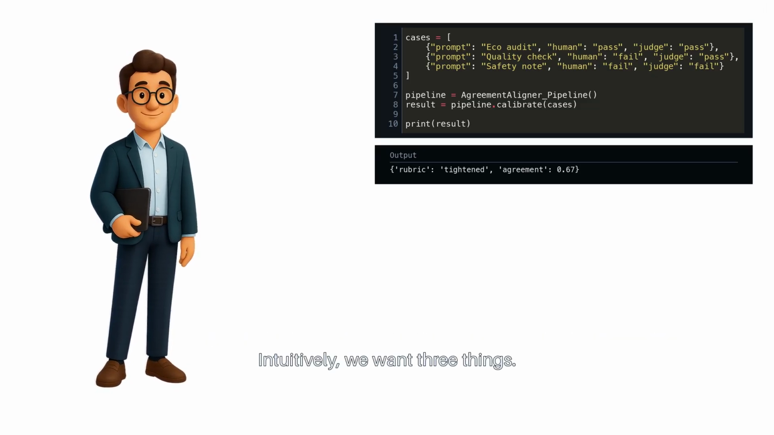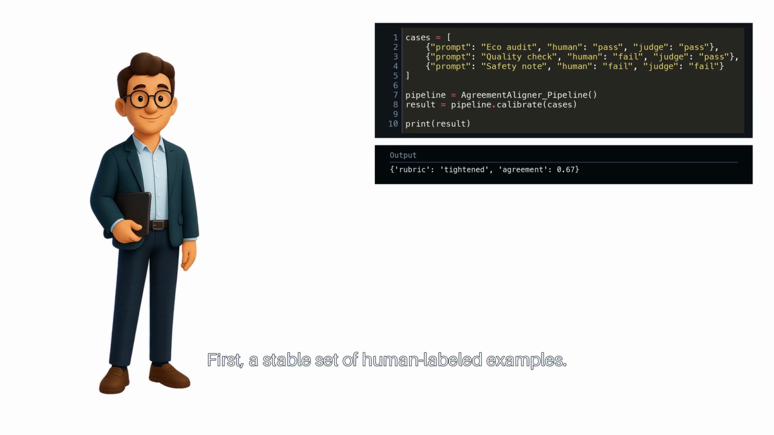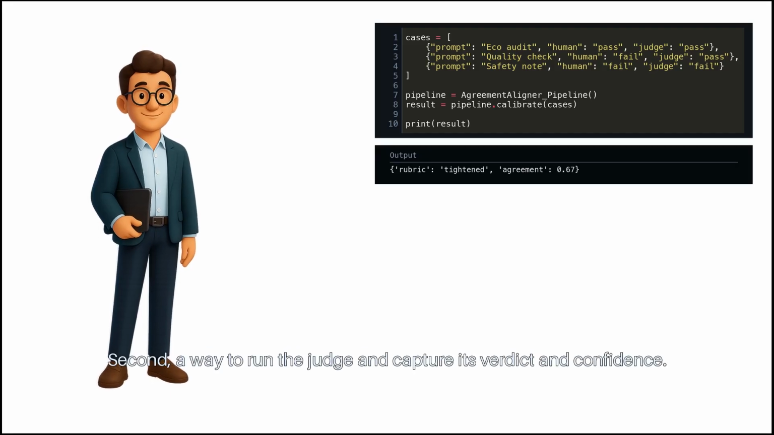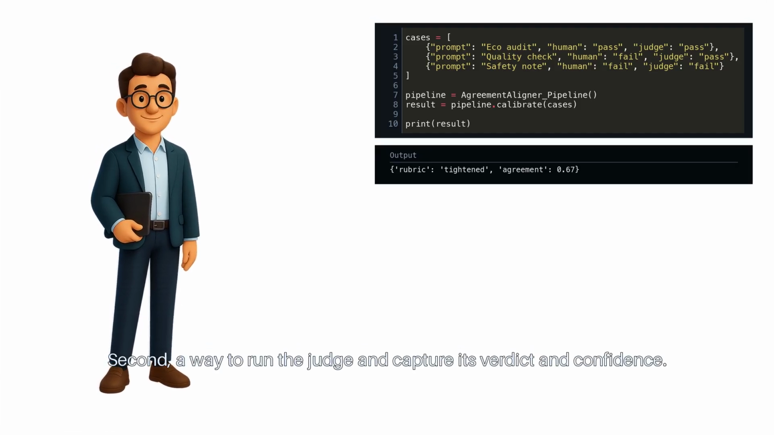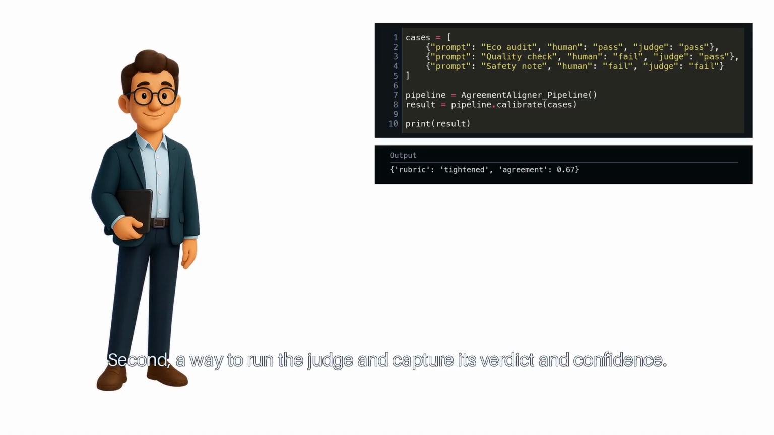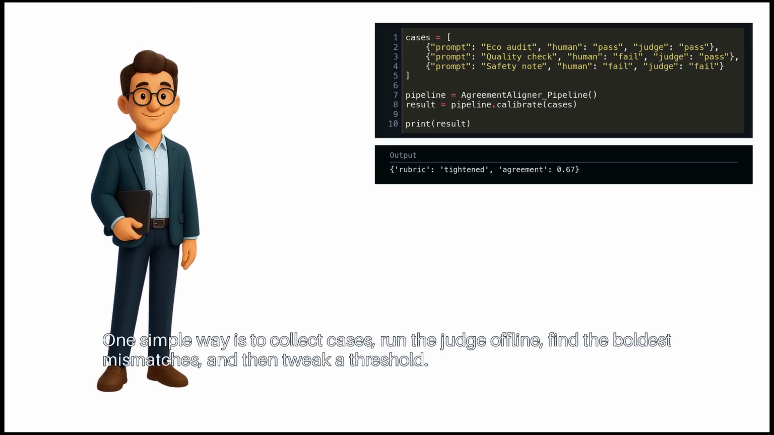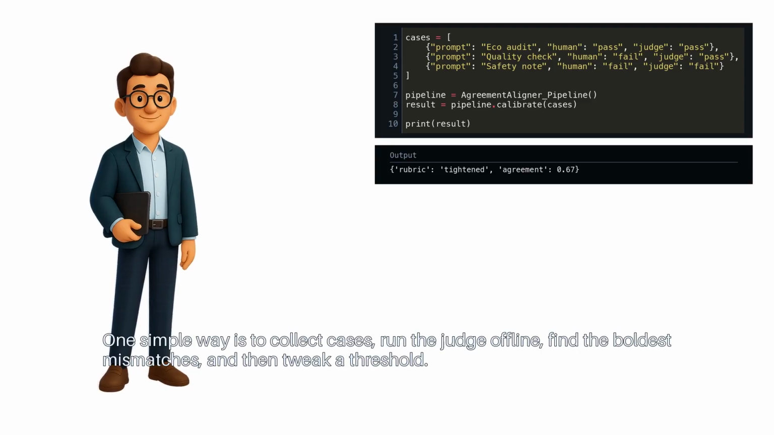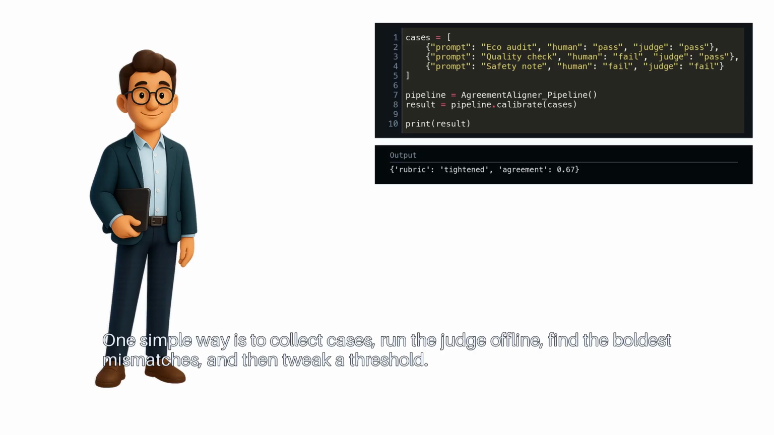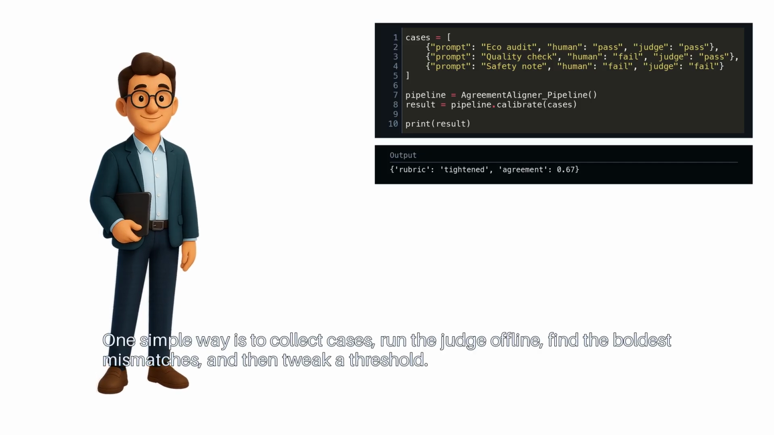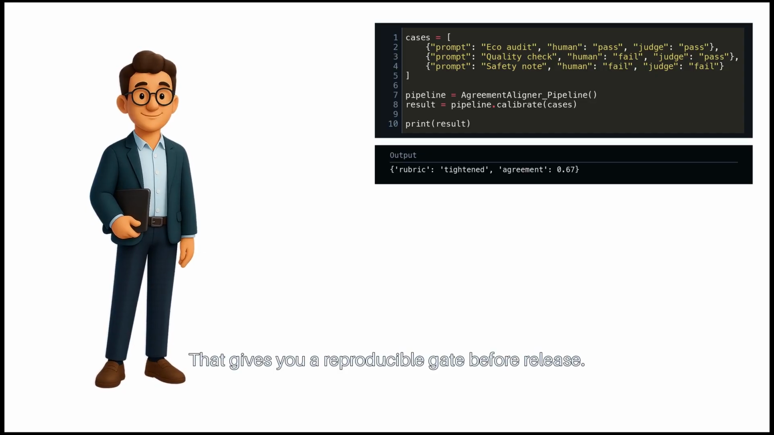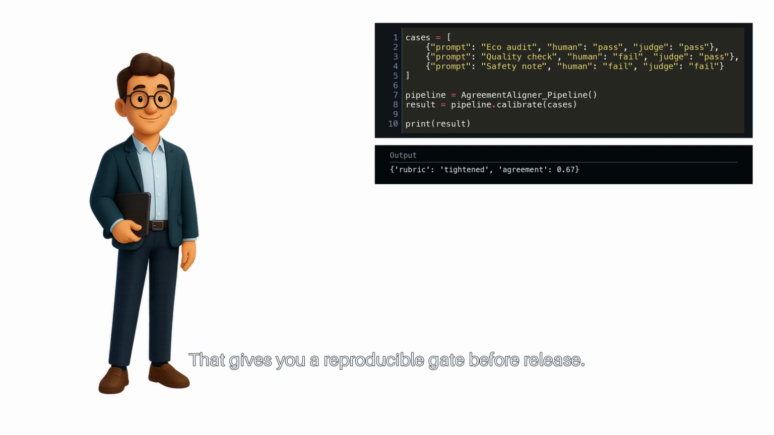Intuitively, we want three things. First, a stable set of human-labeled examples. Second, a way to run the judge and capture its verdict and confidence. Third, logic that adjusts the judge so its decisions align with humans. One simple way is to collect cases, run the judge offline, find the boldest mismatches, and then tweak a threshold. That gives you a reproducible gate before release.